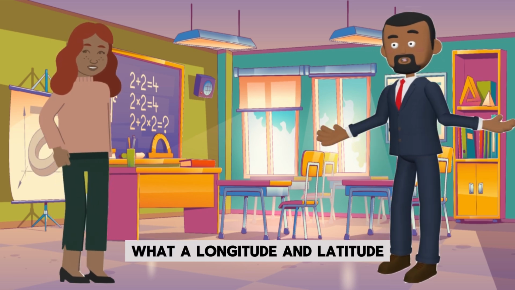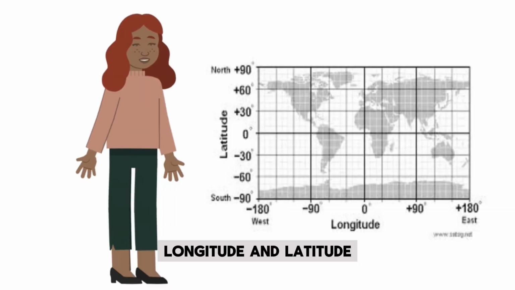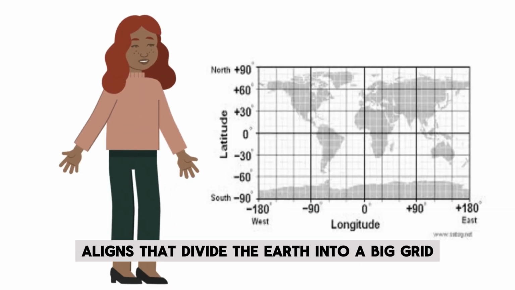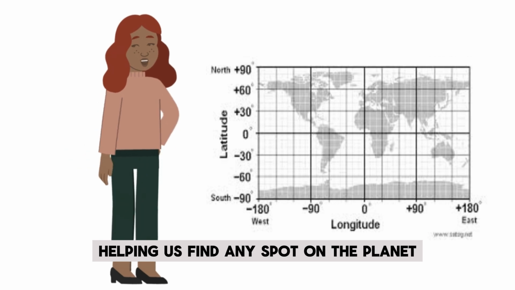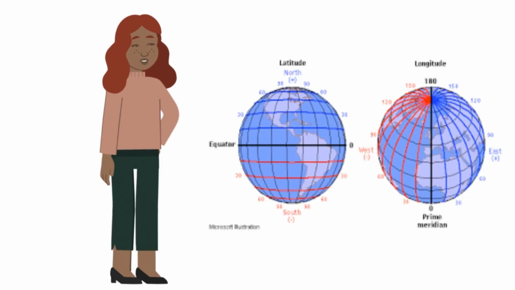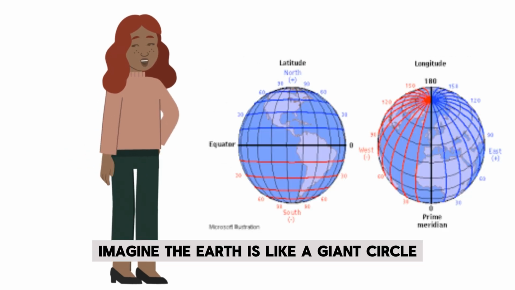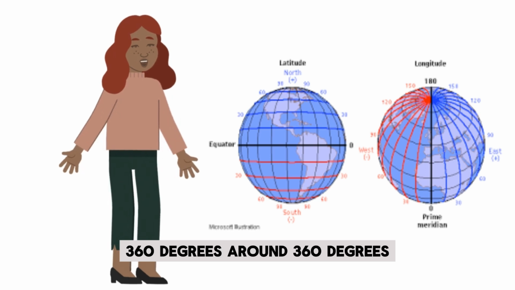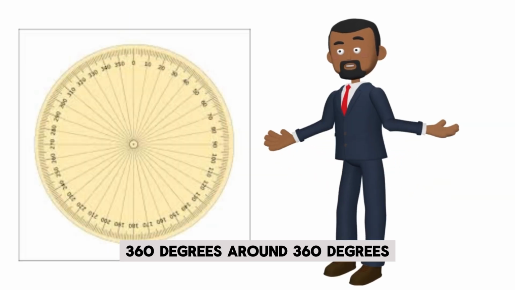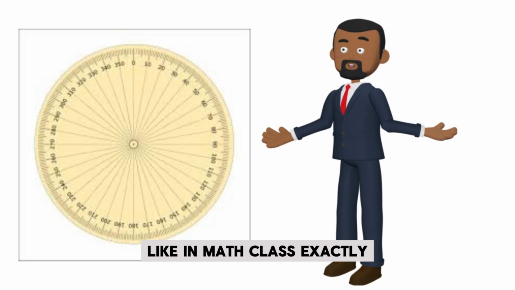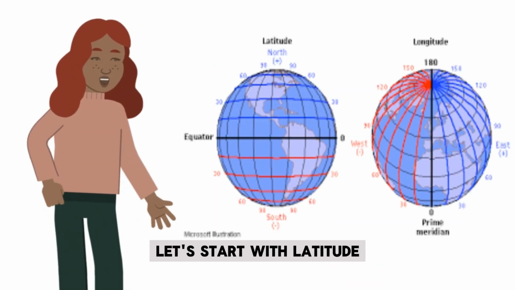Sally, what are longitude and latitude? Longitude and latitude are lines that divide the Earth into a big grid, helping us find any spot on the planet. Imagine the Earth is like a giant circle, 360 degrees around. 360 degrees, like in math class. Exactly. Let's start with latitude.